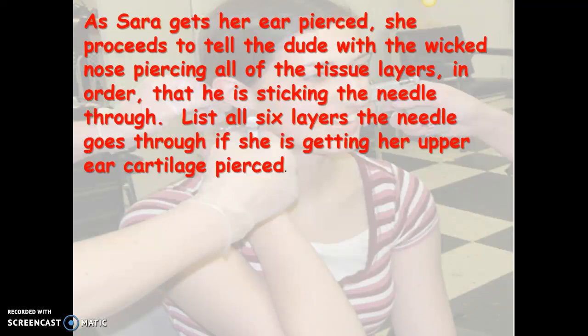Okay, so this is where I promised we'd leave off. As Sarah gets her ear pierced, she proceeds to tell the dude with the wicked nose piercing all the tissue layers, in order, he's sticking the needle through. Can you list all 6 layers so far from what we've learned?